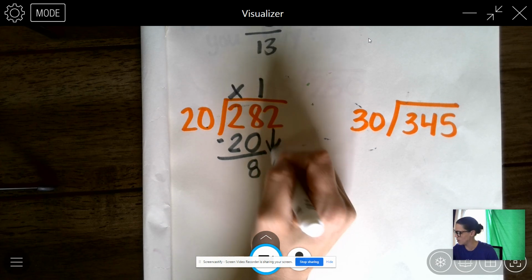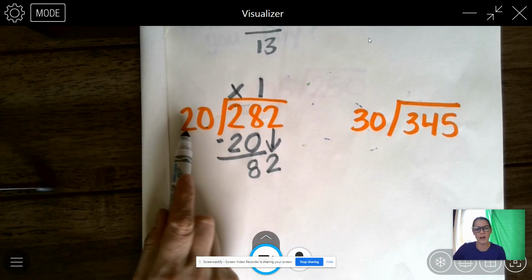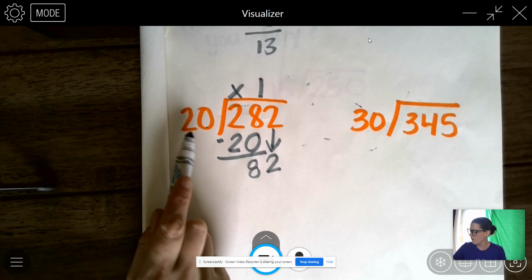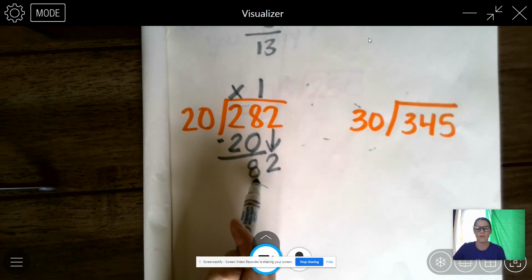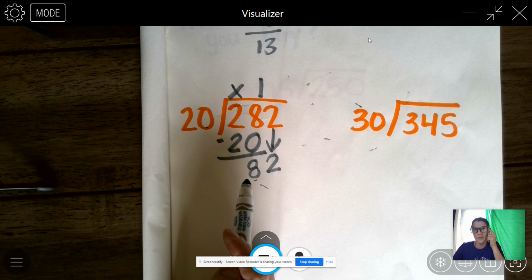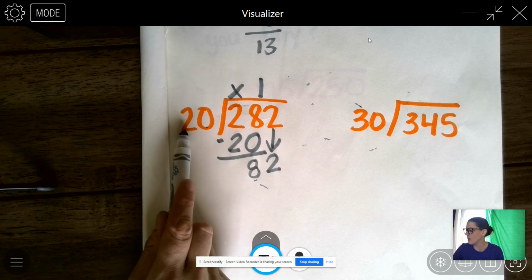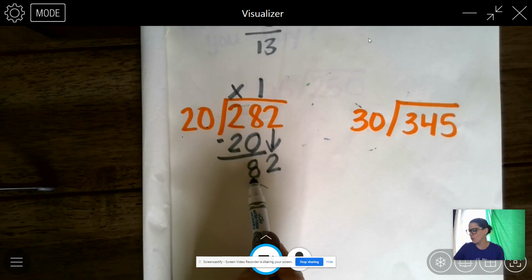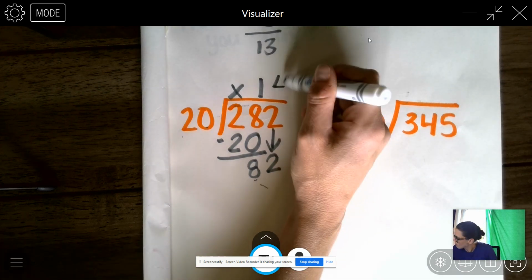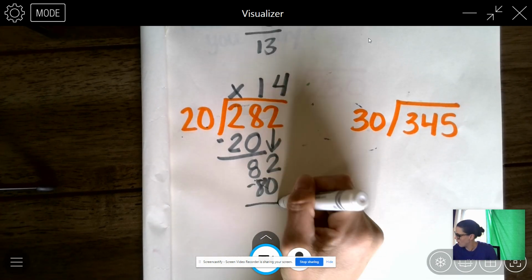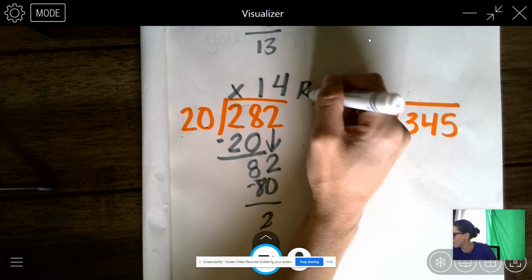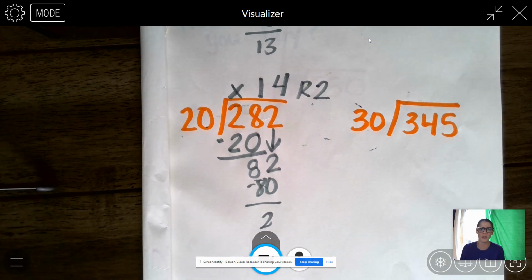I'm going to bring down my 2. And now I'm going to think about how many times can 20 fit into 82. Now, if that's too crazy for my brain to figure out, I could just think about how many times can 2 fit into 8. 2, 4, 6, 8, about 4 times. And I know that 4 times 20 would be 80. I subtract, and I should have had for my answer 14 remainder 2.